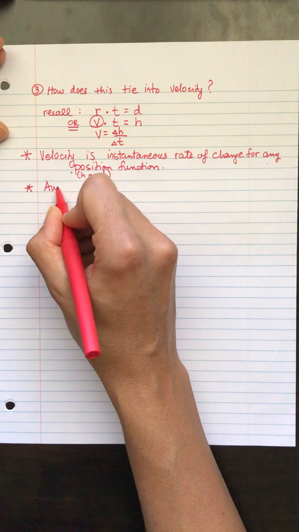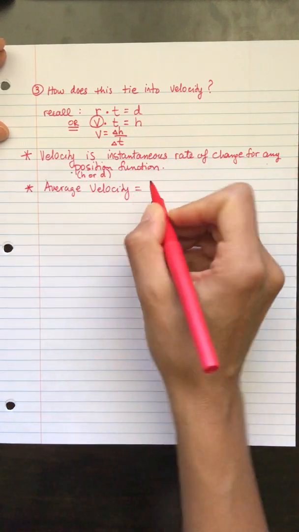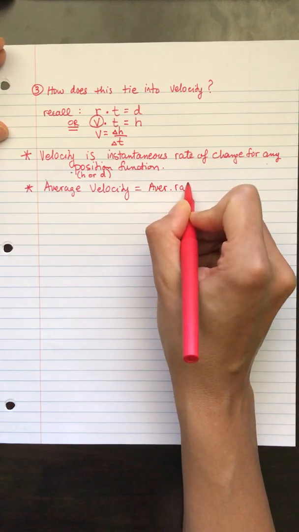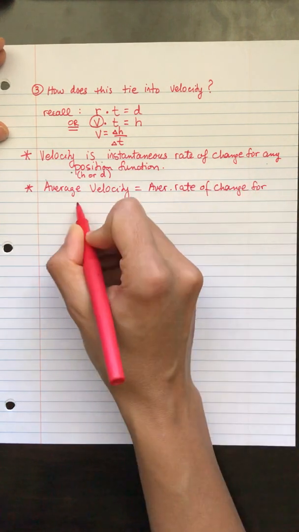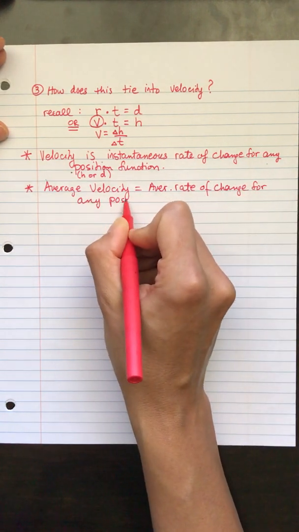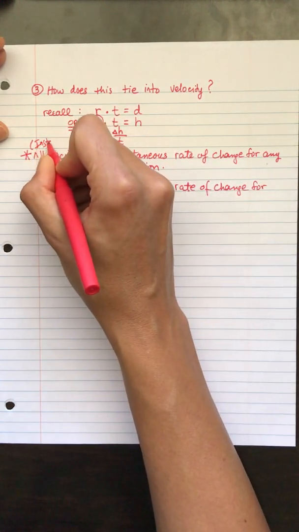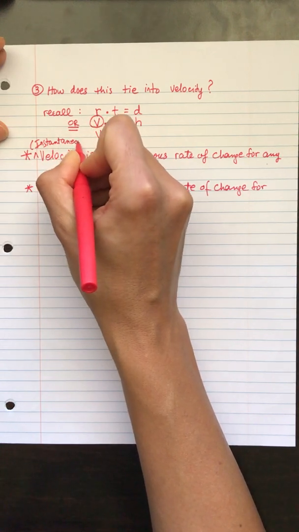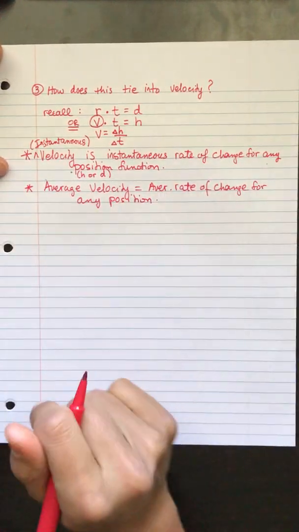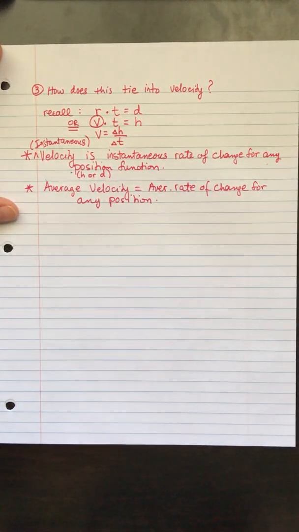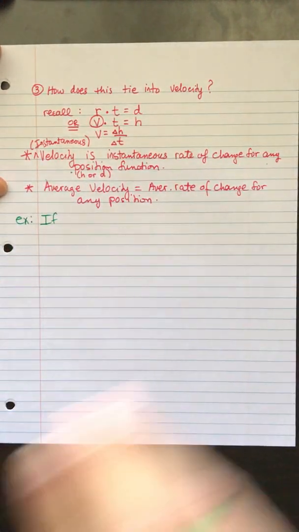Average velocity is the same as average rate of change for any position function. Okay, so by the way, remember I can insert the word instantaneous velocity, but it's kind of redundant. Velocity already means instantaneous. All right, so in our example, this is how it's going to go. Okay, so the example, EX means example.